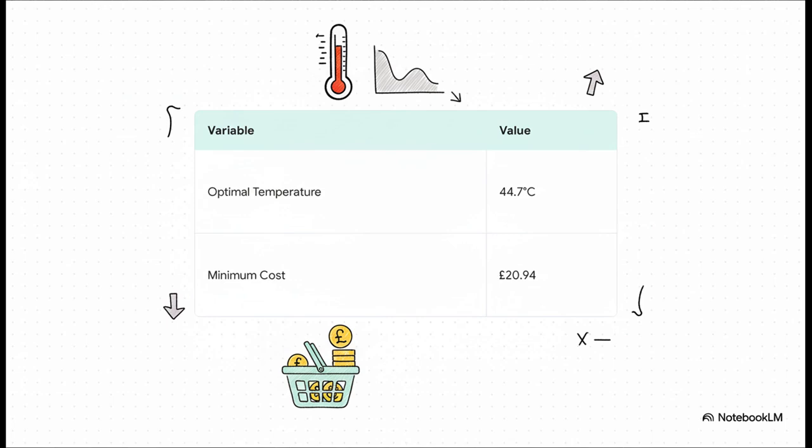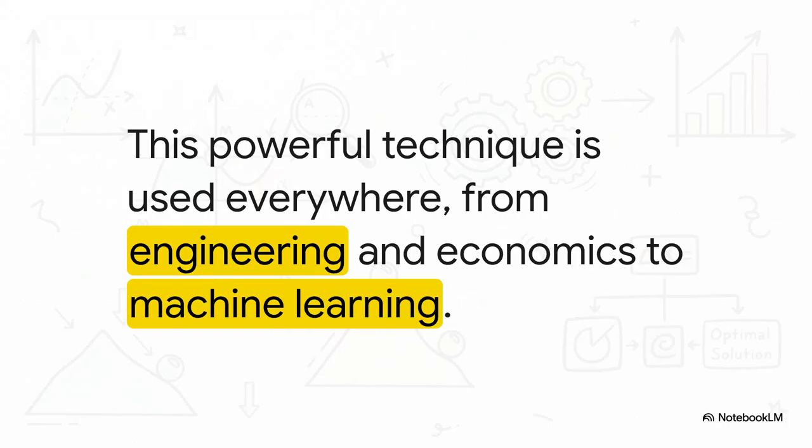And look at the result. It's incredible. The math tells us with absolute certainty that the optimal temperature is precisely 44.7 degrees Celsius. And at that temperature, the cost hits its absolute minimum of £20.94. No guesswork, just a perfect answer. This right here is the core of optimization. And this exact same idea is used everywhere. I mean, everywhere. Engineers use it to design the lightest, strongest materials. Economists use it to maximize profit. It's even at the very heart of how machine learning works, by constantly trying to minimize its own errors.